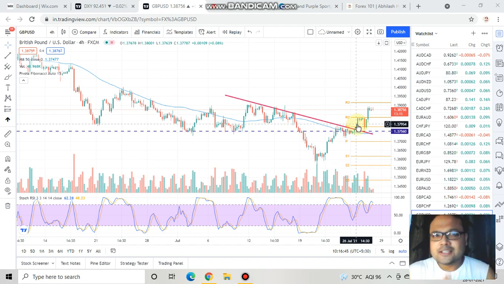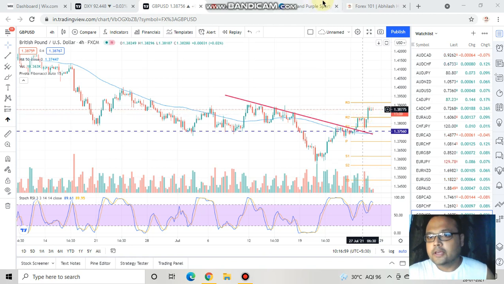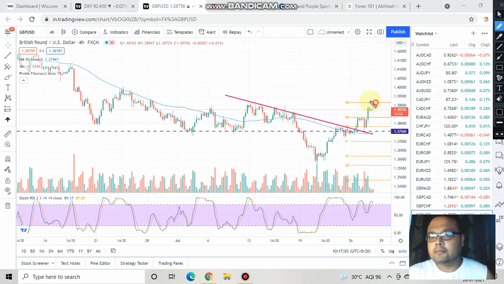So things have changed now a little bit. Okay, let's discuss what should be your strategy for the day. As expected, market did move, and right now you can see that market is trading at 1.3875. This is the current market price. So this is not a good position to execute any order here.